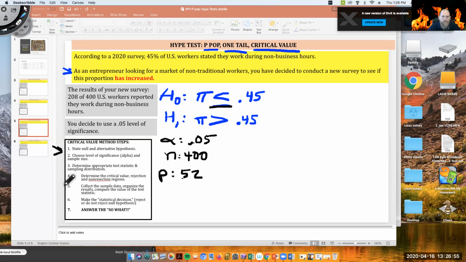All right, cool. Remember critical value, so we're going to determine a rejection and non-rejection region. I think I missed something. Appropriate test statistic and sampling distribution. Well, test statistic, again, is Z.